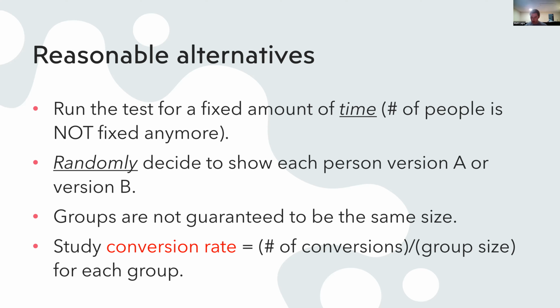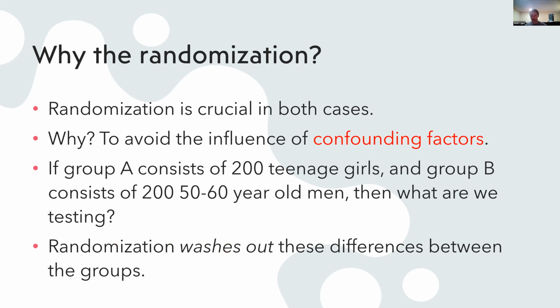So what about the randomization? I mentioned that it's really important in all of these different types of tests that you could do. The reason is that you want to avoid the influence of confounding factors. And so here's an example of a confounding factor.